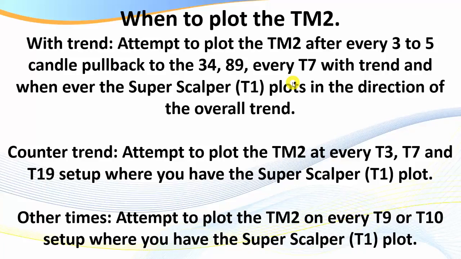So after you see a retracement of 3 to 5 candle pullbacks back to the 34.89 or even deeper, you are getting ready for a super scalper to plot. Now if you're trading counter trend, attempt to plot the TradeMaster 2 at every T3 setup, every double top or double bottom, the T7, and every T19 divergence setup, where you'll have the T1 or the potential to have the super scalper plot, so you can get ready for an early entry.